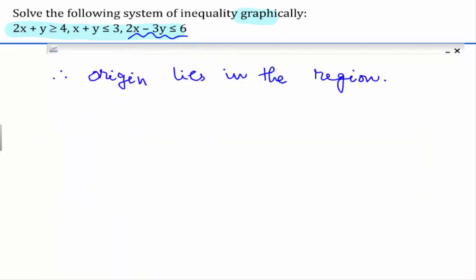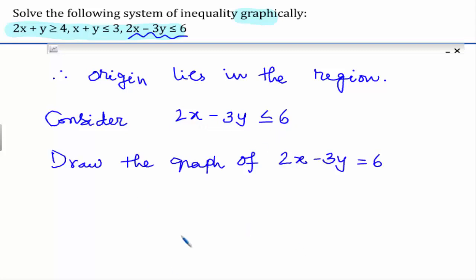Now let us consider the third inequality, which is 2x minus 3y less than or equal to 6. To find out the solution of the given inequality, we have to draw the graph of 2x minus 3y is equal to 6. So this will give us 3y is equal to 2x minus 6. So y is equal to (2x minus 6) by 3.